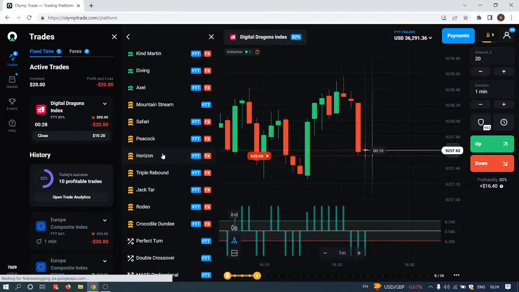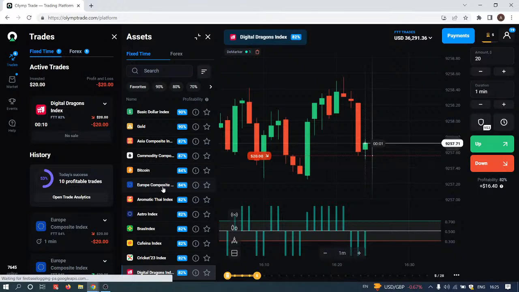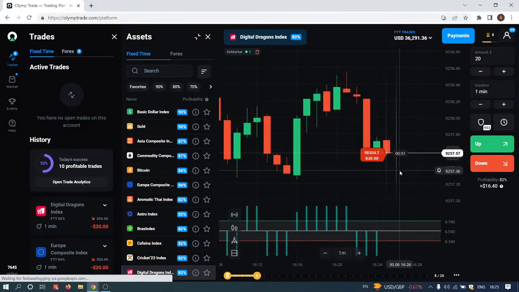I think the problem here is not the strategy itself, but more how you use that trading strategy. I'm not going to reveal a big secret, but the secret lies in homework, right? So the secret to success is basically so close to winning here on this Digital Dragons index.